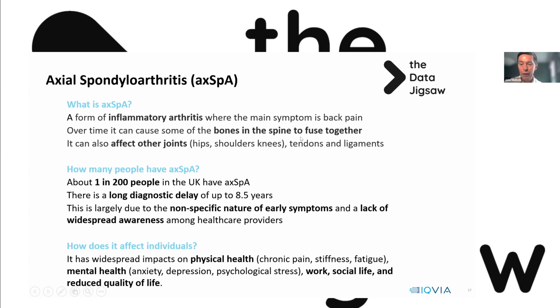And there's also a lack of widespread awareness among healthcare providers. Saying that, axSpA has widespread impacts on those individuals who have the disorder. So it impacts on physical health, causing pain, stiffness, and fatigue. It is associated with increased rates of mental ill health, including anxiety, depression, and distress. And it also impacts on many other areas of a person's life, so their work life, their social life, and significantly can reduce quality of life.